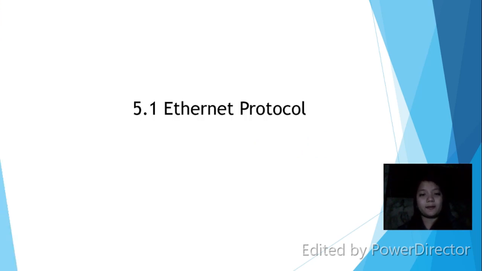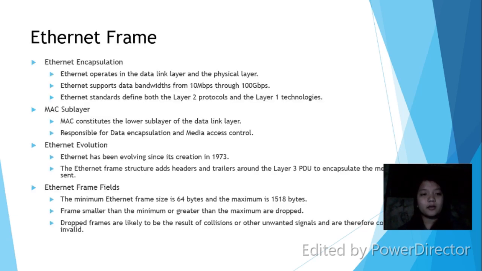This video is about my second summary of chapter 5, entitled Ethernet: the Ethernet protocol, Ethernet frame, and Ethernet encapsulation. Ethernet operates in the data link layer and the physical layer. Ethernet supports data bandwidth from 10 Mbps through 100 Gbps.